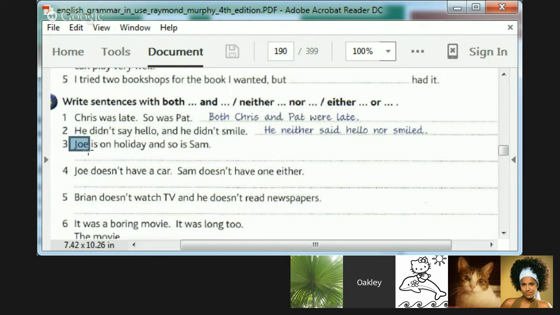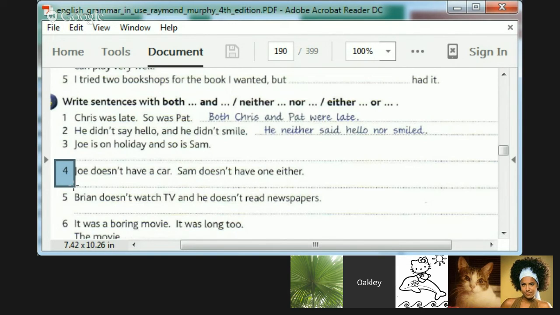Okay. In English, Joe is Joe, not Joey. It can be Joey, but Joy. If you see this with a Y, it is another common name, Joey in English, and then it's Joey. But that's a different name. Joe is a different name. Okay. That's it. Both Joe and Sam are on holiday.